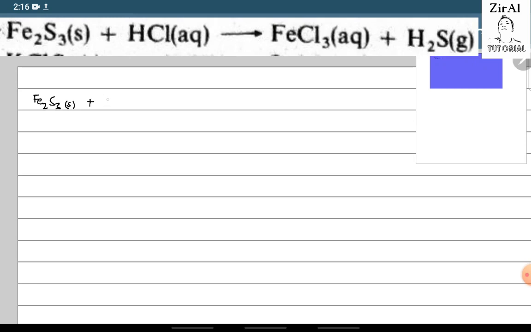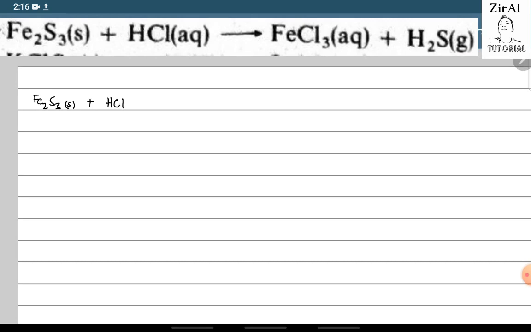Chemistry review, balancing equations. The problem is posted on the screen, and I'll be solving it. Balancing is trial and error. So let's start with the first one. You have Fe2S3 that is solid. S stands for solid, meaning it is usually a crystal.